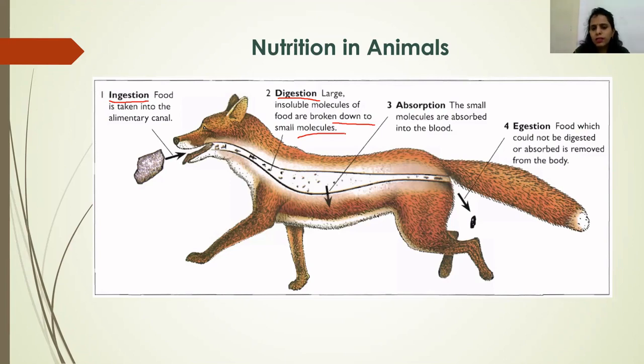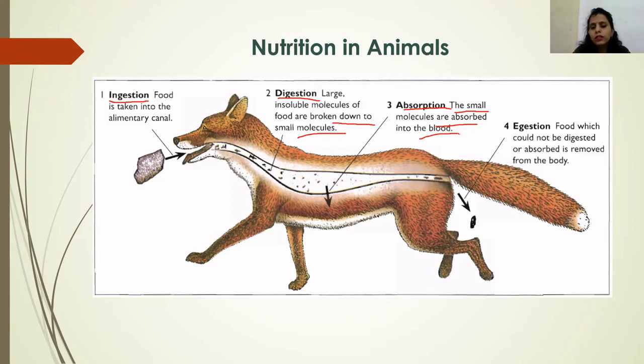Third step is absorption. Once the digestion process gets completed, when the large molecules of food are broken down into small molecules, the small molecules of the food are absorbed into the blood. What is the reason for absorption? Because once the food gets absorbed into the blood, it gets transported to various parts of the body with the help of blood. Hence it's important for the food to get absorbed into the blood from the final site of the digestion.